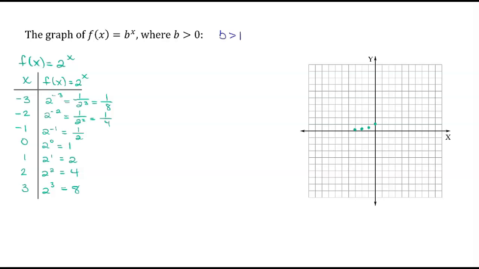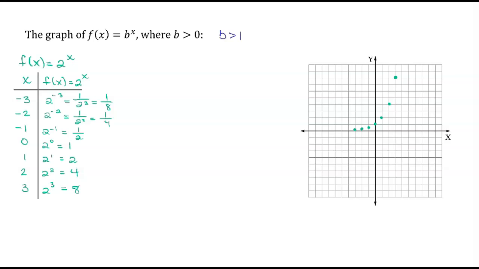When x is 1, y is 2. So we move to the right 1 and up 2. When x is 2, y is 4. So we'll move to the right 2 and up 4. And finally, when x is 3, y is 8. So we'll move to the right 3 and up 8.